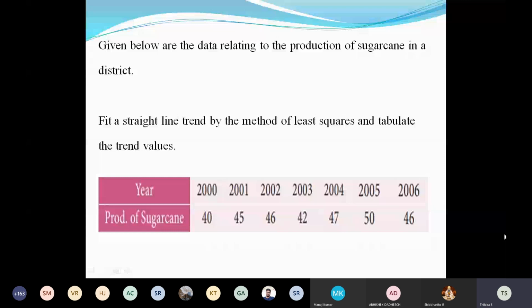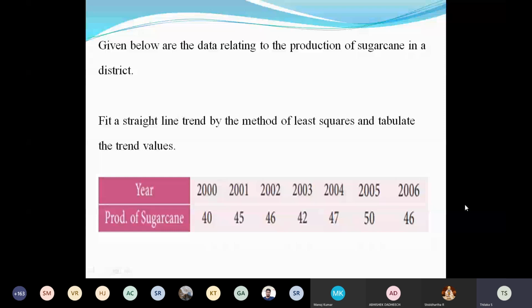Here we are having the examples. Given below are the data relating to the production of sugarcane in a district. Fit a straight line trend by the method of least squares and tabulate the trend values. Okay, so the problem was given. Here also we are having several years, starting from 2000 to 2006, and the production of sugarcane for those years was given as 40, 45, 46, 42, 47, 50 and 46.